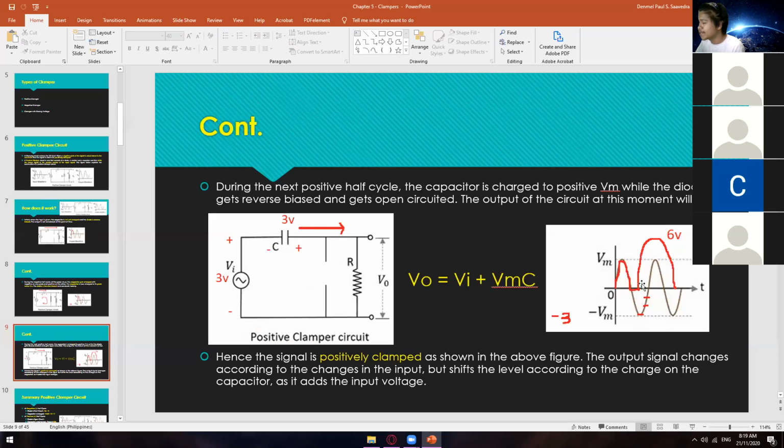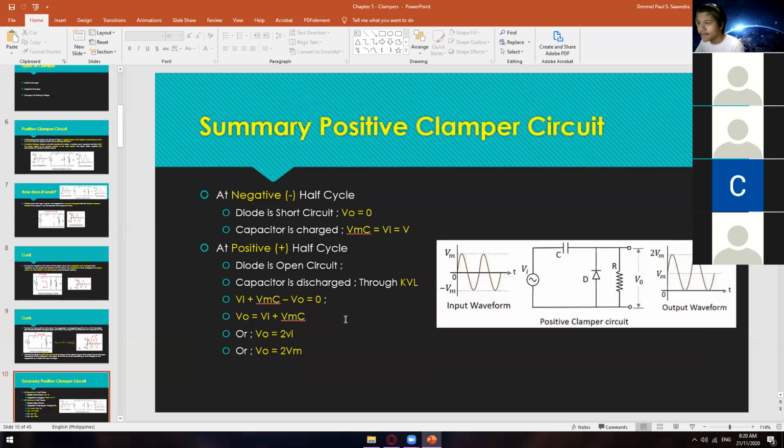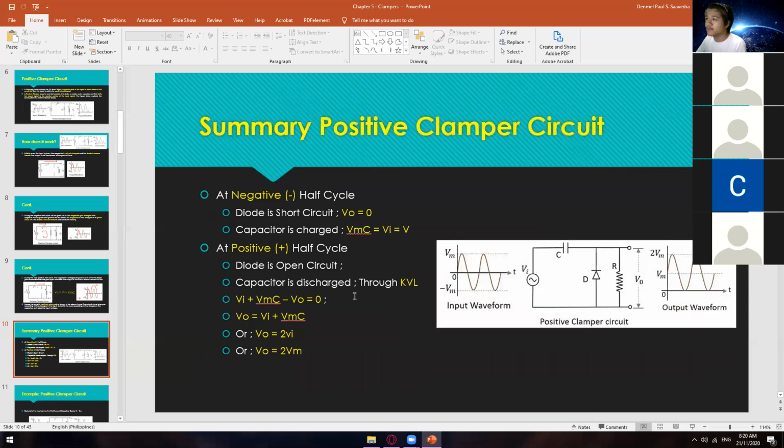So that is why we have twice the voltage input, because as always, the voltage of the capacitor is the same as the V peak of our voltage input, or the maximum voltage of our voltage input. So now we have a complete swing from 0 volts to 6 volts. Before, we only had 3 volts. So just a summary for positive clampers.